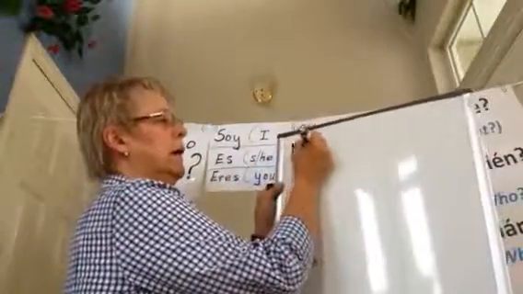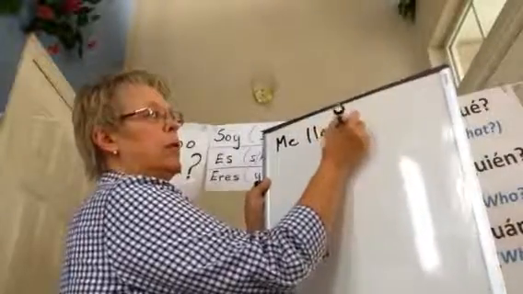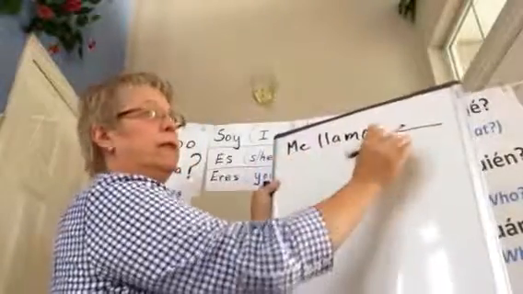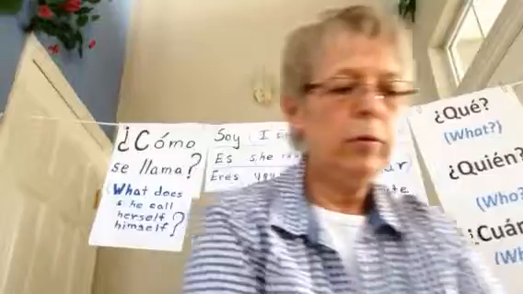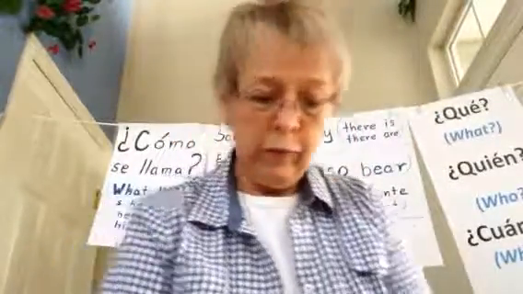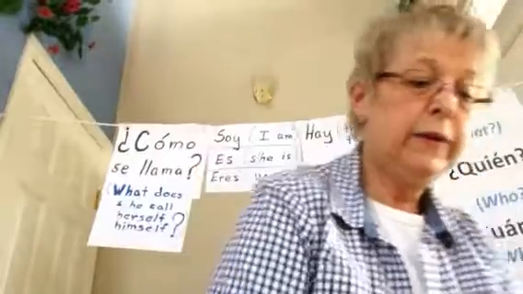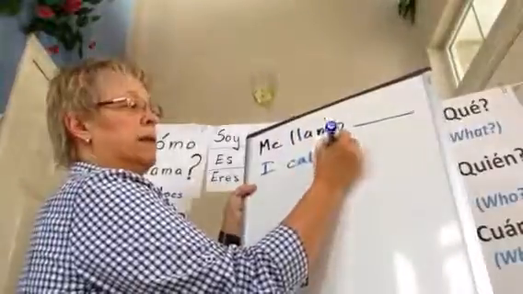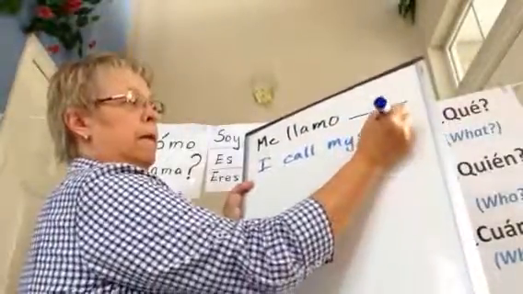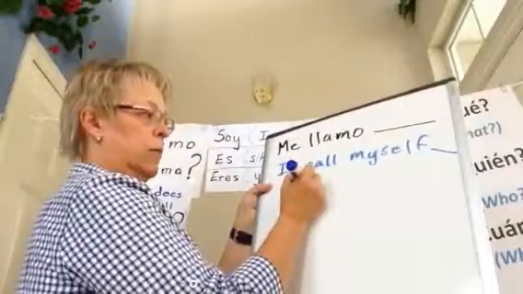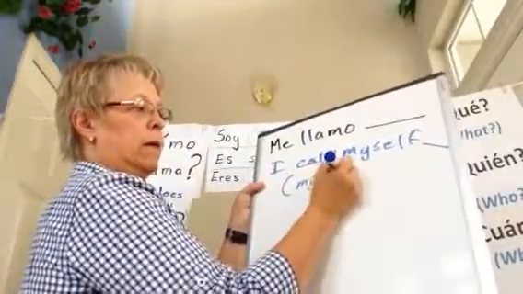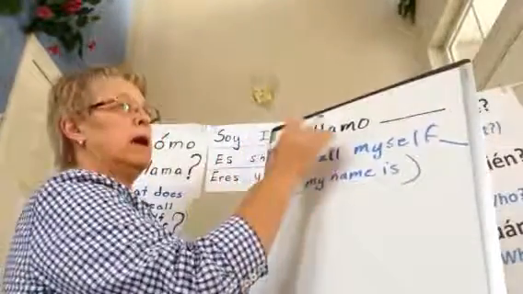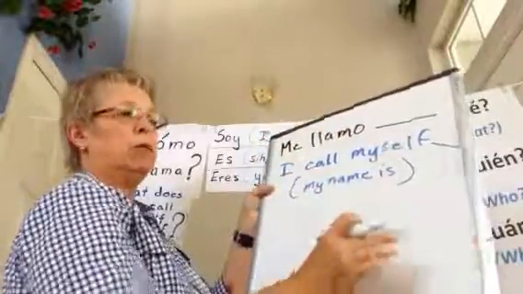Me llamo. And then your name. Me llamo. I call myself, and then what your name is here. So me llamo means I call myself, or my name is. In English, we say my name is. I call myself. My name is. Okay, don't get confused. We don't want to say me llamo es. We just say me llamo and then with our name when you want to say what your name is.